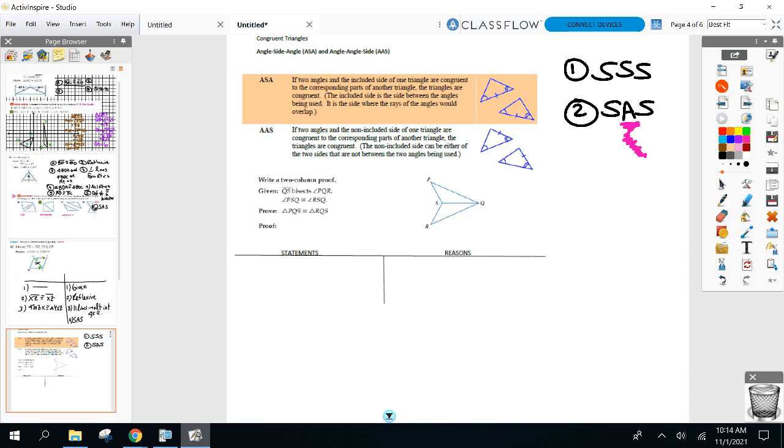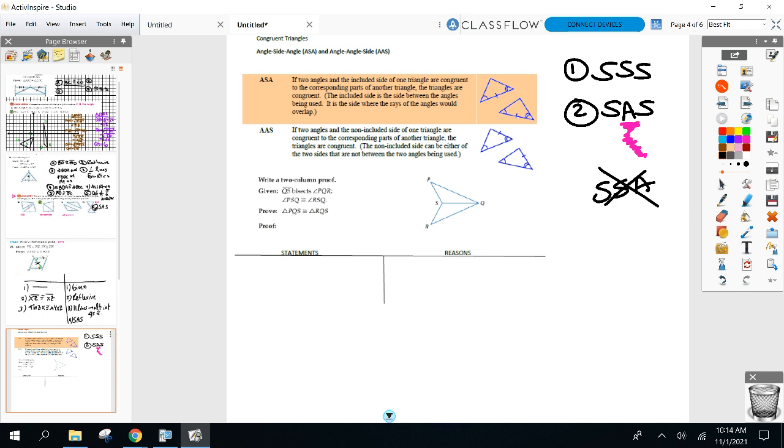Where does the angle have to be? In between the sides. Everyone agree? If it's not, you can't do it. We should never, in our proofs anywhere, be writing down SSA. It's never going to work. Guaranteed. If the angle's not in between, it's not going to work.